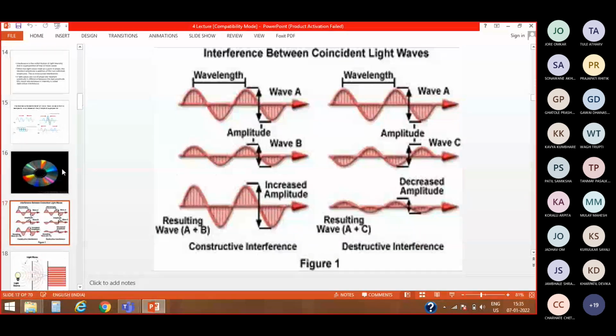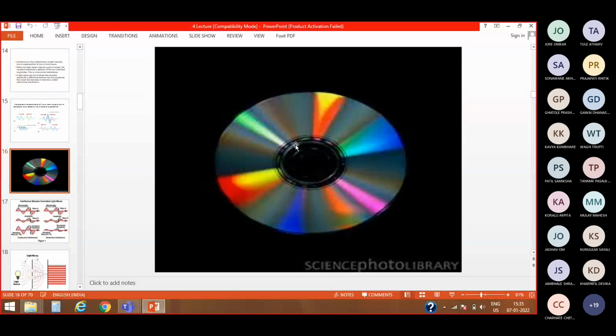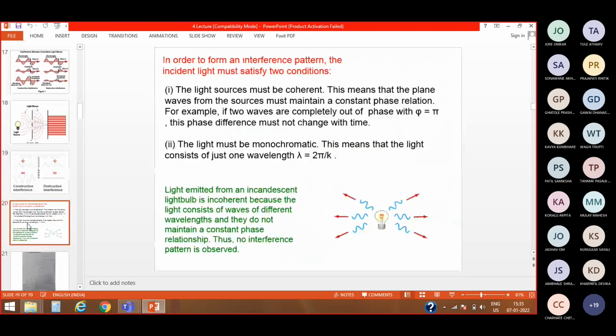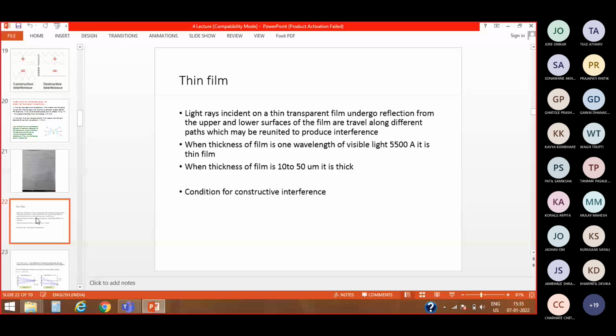This floppy disk is also one of the examples of these thin films. We are using thin films in this floppy disk so that data is stored in the floppy disk. So a thin film is used on the plastic. So this is also one of the examples of thin films.